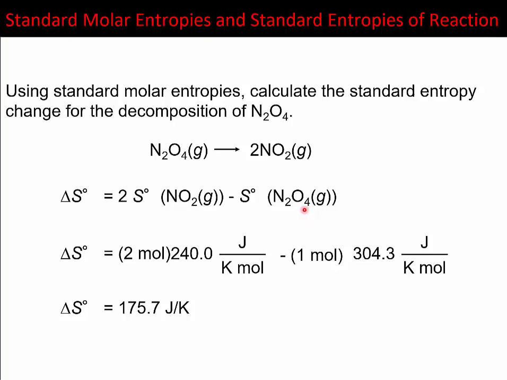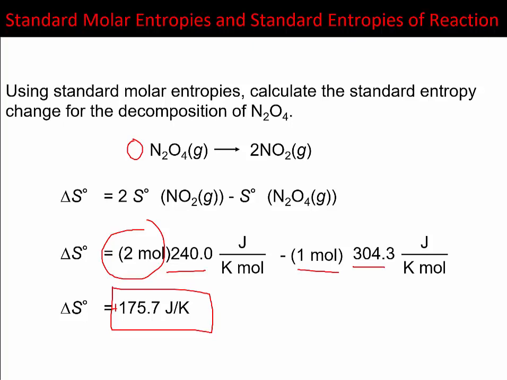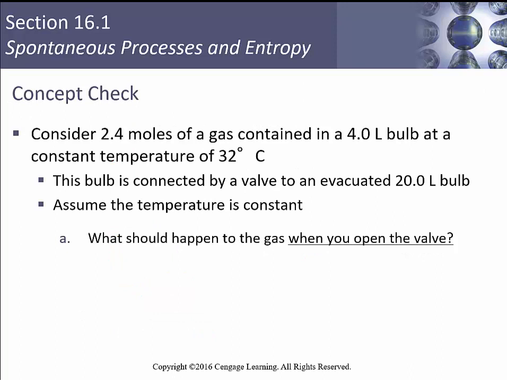We look these guys up on the table. We get 2 moles times the entropy that we looked up, minus 1 mole, because there's only 1 out there, and its value of 304. So we end up with positive 175.7 joules per Kelvin. And note that the unit is a little bit unusual. It's in joules per Kelvin, right? So you've got to make sure that when you're doing some more complicated things, you're able to keep track of what those units are.